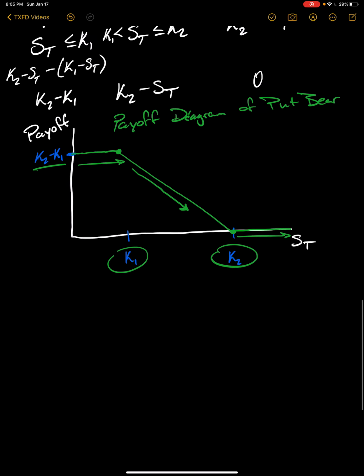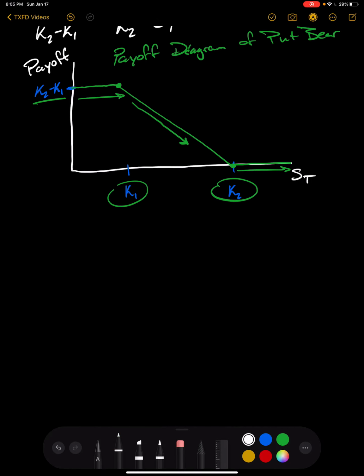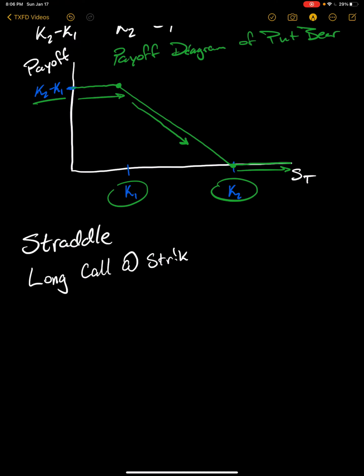Now, the next strategy that we're going to talk about is the straddle. The straddle strategy is just what it sounds like. We're going to straddle a particular strike price K. So we're going to long a call at some strike K, and we're going to long a put at strike K.